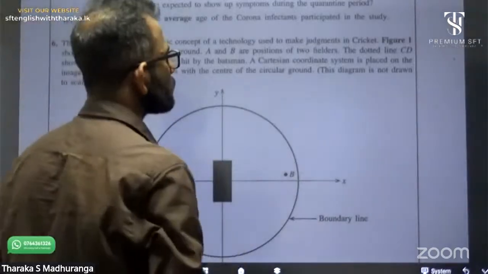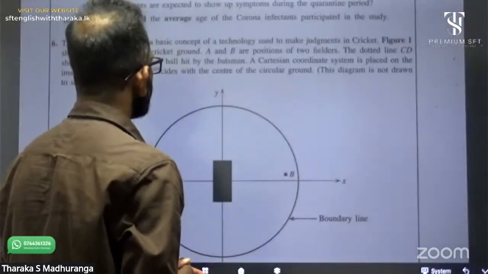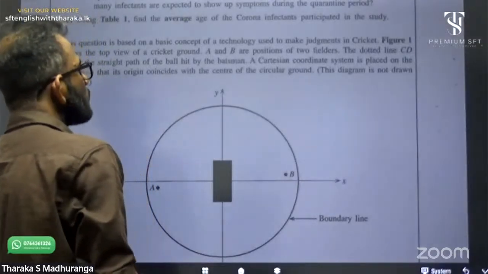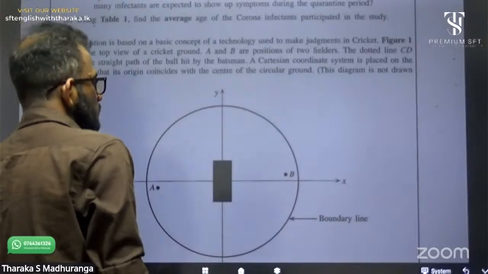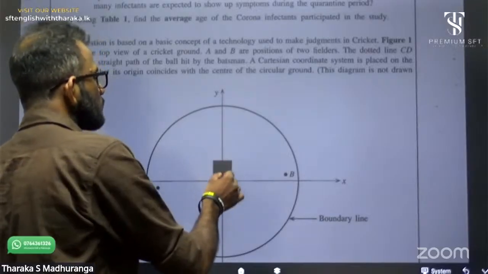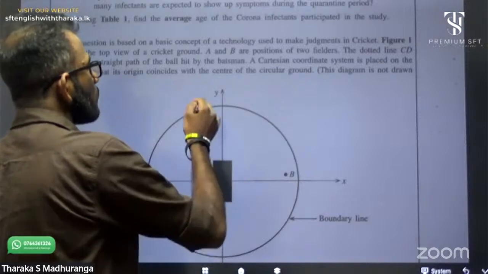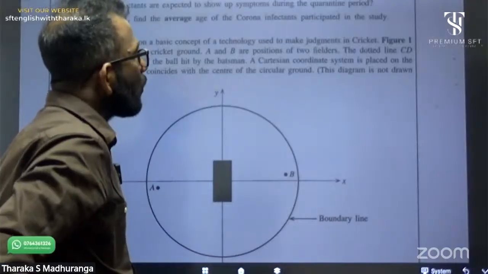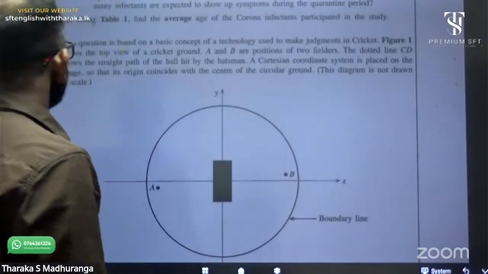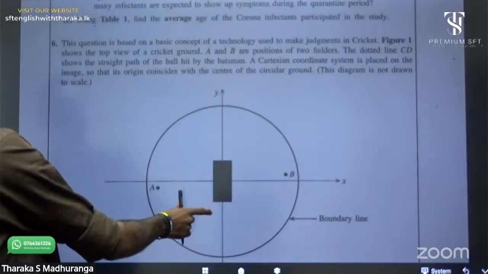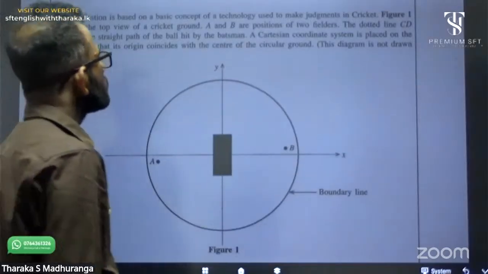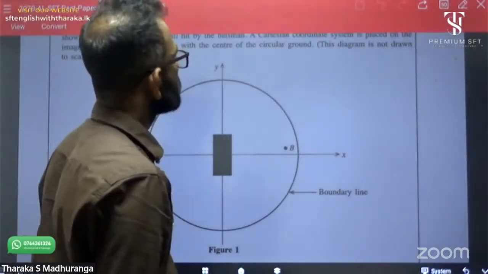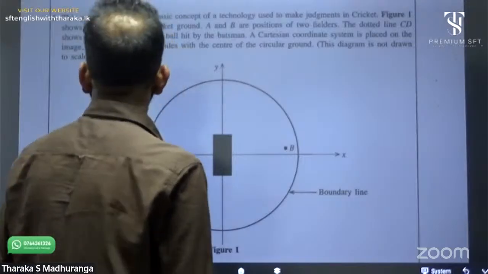A and B are the positions of two fielders. The dotted line CD shows the straight path of the ball hit by the batsman. Okay, there is another line here, that's the ball path. A certain coordinate system is placed on the image so that its origin coincides with the center of the circular ground. This diagram is not drawn to scale.